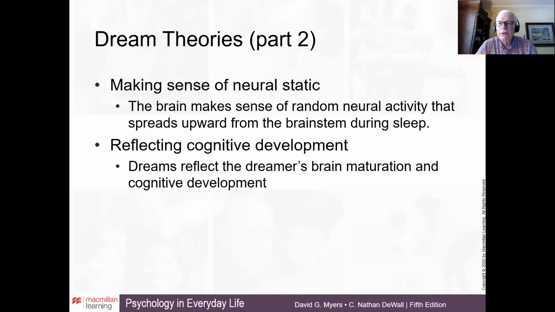This completes our discussion about dreams and this section on the brain.